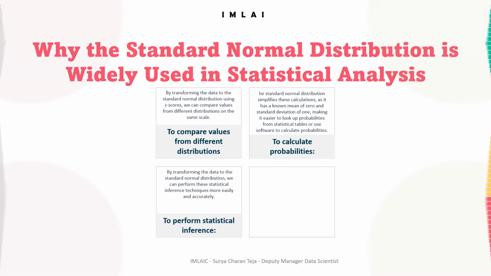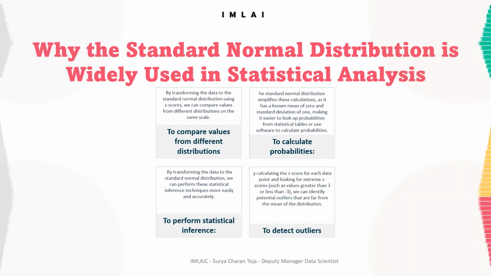And the third advantage of converting a normal distribution into standard normal distribution is that we can perform statistical inferences. Many statistical inference techniques such as confidence intervals and hypothesis tests are based on the assumption that the data follow a normal distribution. When the distribution of the data is unknown or non-normal, we can use the central limit theorem to approximate the distribution to a normal distribution. By transforming the data to the standard normal distribution, we can perform these statistical inference techniques more easily and accurately.